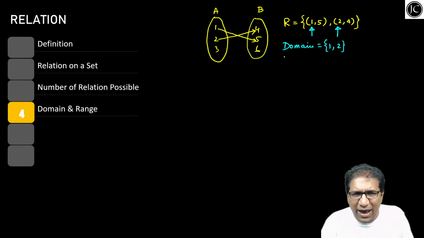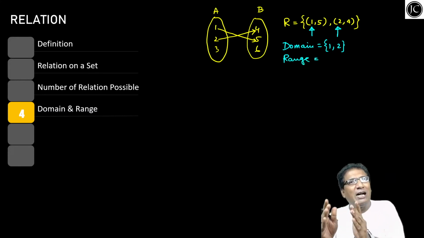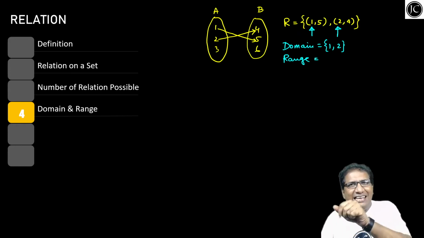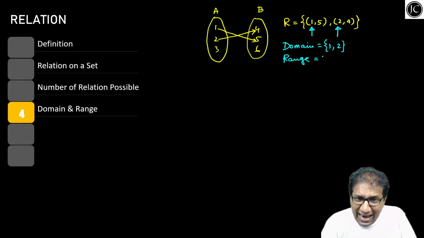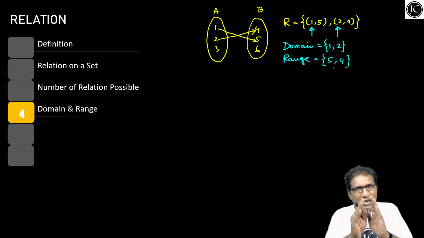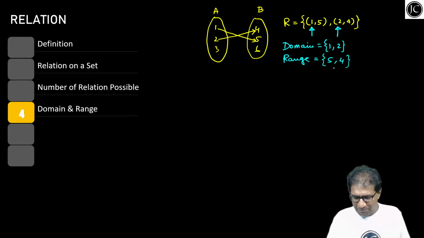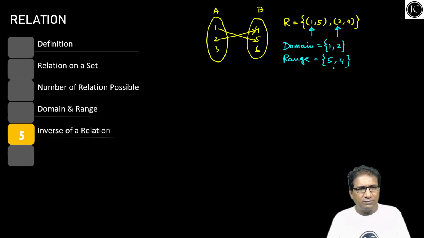And what about its range? The range is always the second coordinate of all the ordered pairs that have participated in the relation. Means here the range will be {5, 4}. Is this clear? So is the concept of domain and range clear to all of you? Absolutely. Okay. Let us move to the next one.